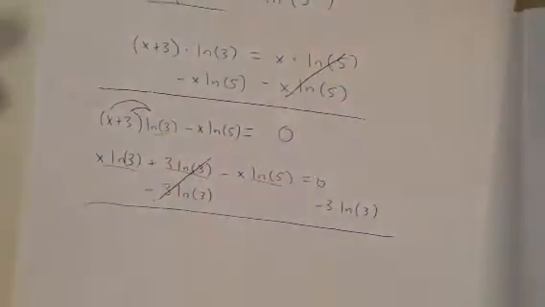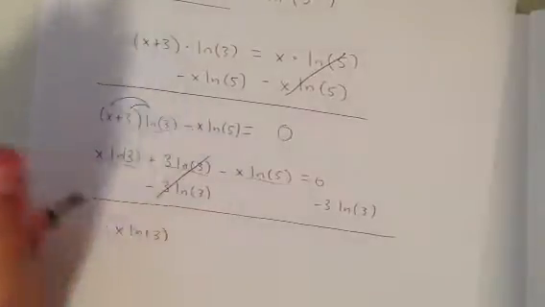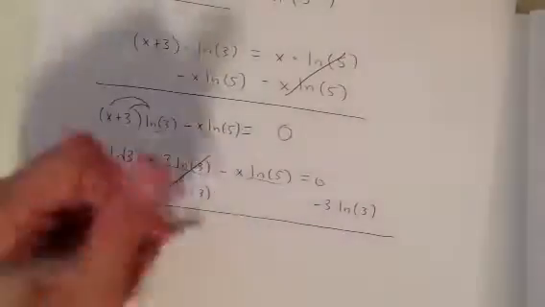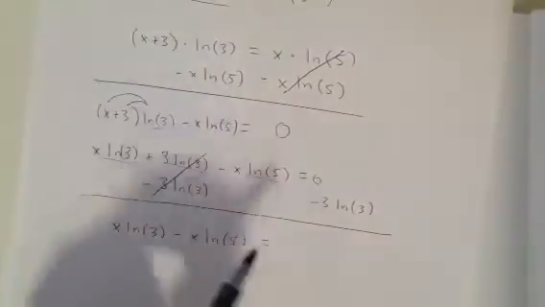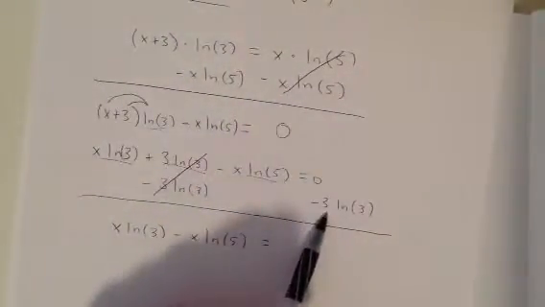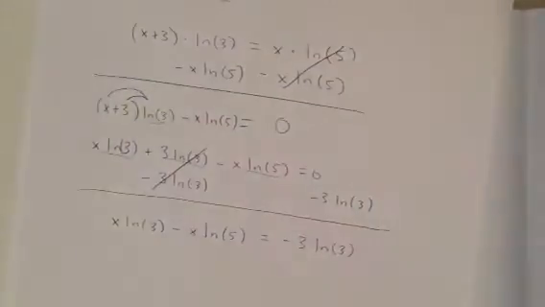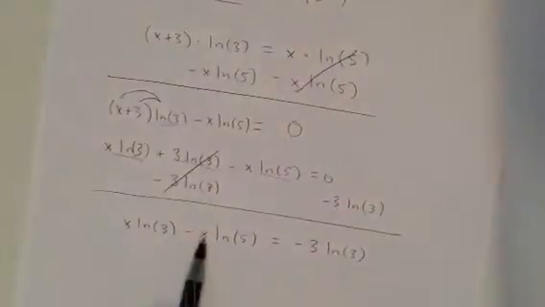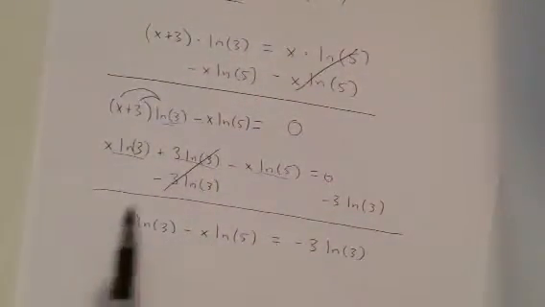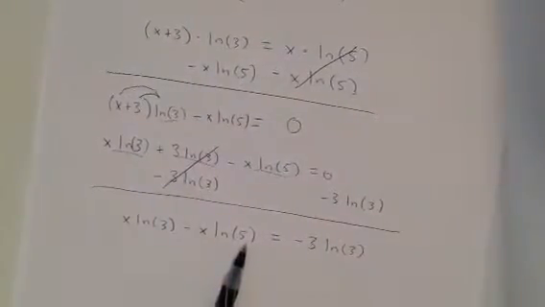These will cancel out. So we'll have x ln 3 minus x ln 5 equals, and we have 0 minus this value, so it's going to be a negative 3 times the natural log of 3. So what we've done now is rewrite the equation based on this rule, and we've brought x over to the left-hand side of the equation. So all we have to do is figure out what to do with these natural logs, and we'll have a value for x.